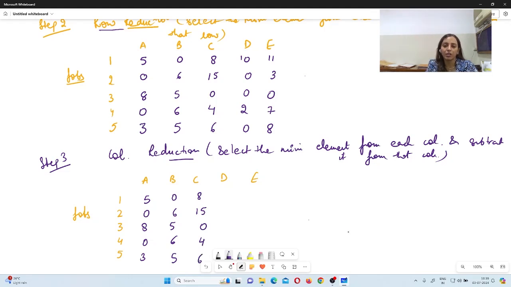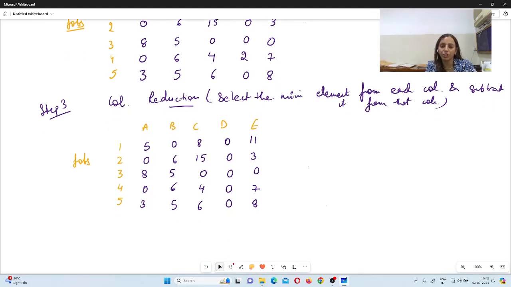Now with the D column, again the minimum element is 0, so 10 minus 0, that will be 10, 0, again this will be 0, 2 minus 0, that will be 2, and 0 minus 0, that will be again 0 over here, right? And in the column E, the minimum element is 0. So write it over here 11. 11 minus 0 will be 11, right? So just subtract over here and then write it. 3 minus 0, 3. Again, 0 minus 0, 7 minus 0 will be 7. And the last one, that is the fifth job, and the E machine, 8 minus 0, that will be 8. So we have done the two steps, that's row reduction and column reduction.